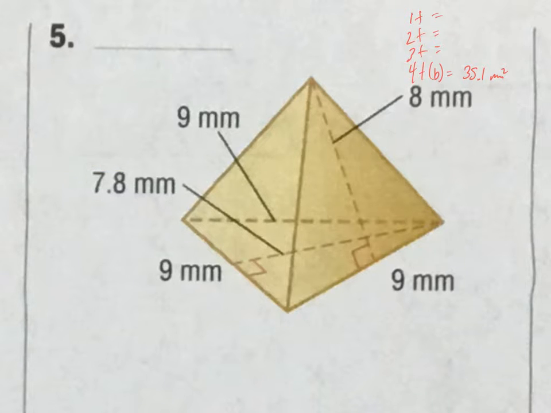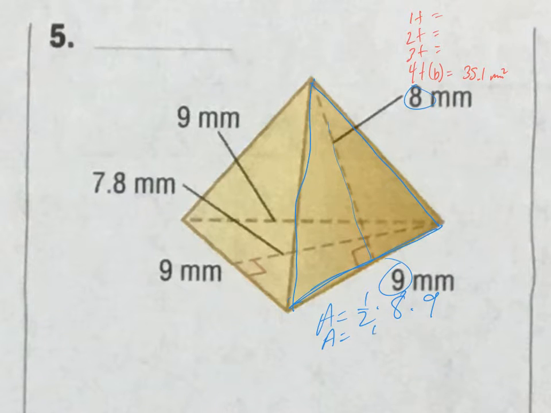Now, I'm going to get rid of that. And now I'm going to go to the sides. Let's do this one first. This one right here. It looks like it has a base of 9 and a height of 8. So area equals 1/2 times 8 times 9. Area equals 1/2 of 8 is 4 times 9. Area equals 36 millimeters squared. Alright, 36 millimeters squared.